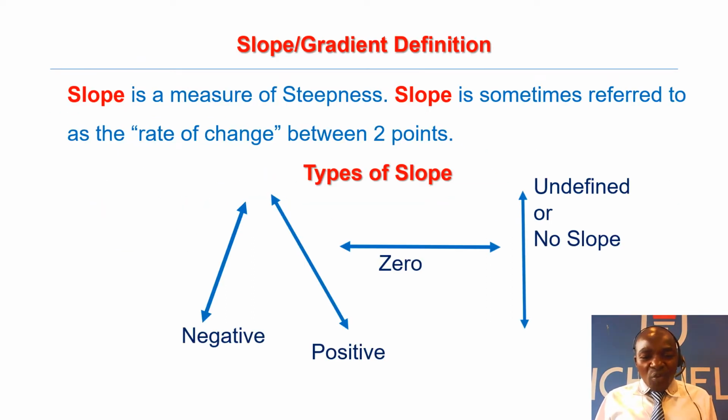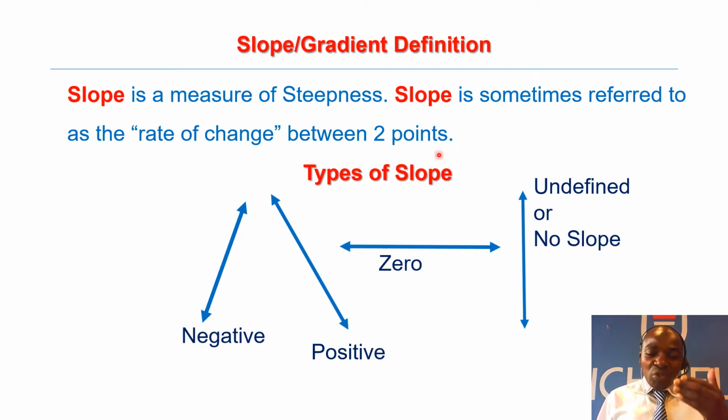Let's now have a look at the slope or gradient definition. A slope is a measure of steepness or inclination. Slope is sometimes referred to as the rate of change between 2 points. So whenever you've got 2 coordinates of your line, you should be able to calculate a slope. A slope is simply a change in y values divided by the change in the x values.